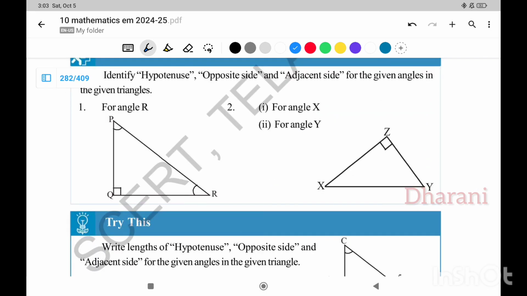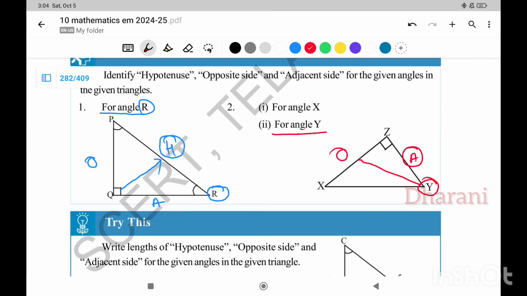Here there are two triangles. For angle R, this is the opposite side, this is the adjacent side, this is the hypotenuse. The hypotenuse is always opposite to the right angle. For angle Y, this is the opposite side, this is the adjacent side. The hypotenuse is always opposite to the right angle. Clear?